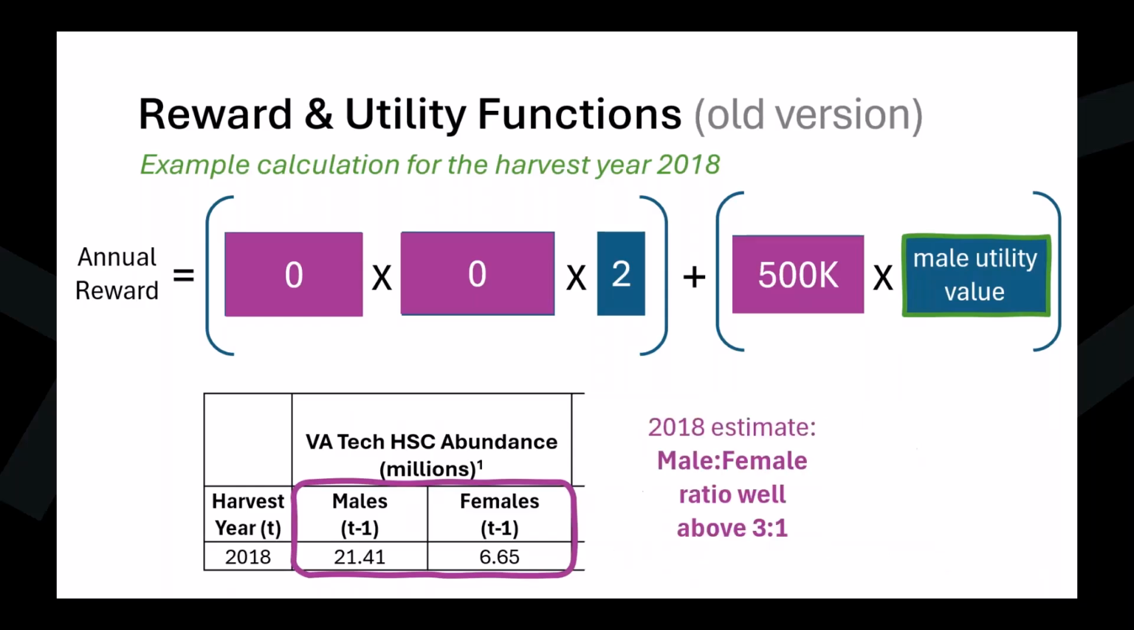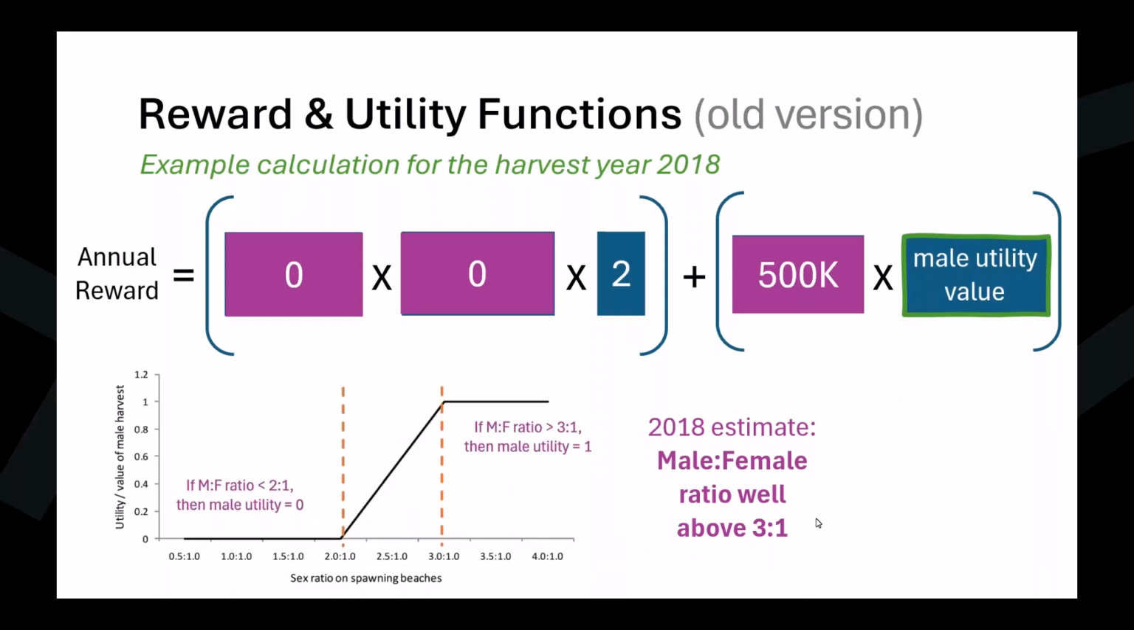And just at first glance, you can see that they are pretty well above the 3-to-1 ratio, and we could confirm that with some quick math and looking at our figures. We need about 18 million males to 6 million females to hit that 3-to-1 ratio. And so we are above that 3-to-1 ratio.